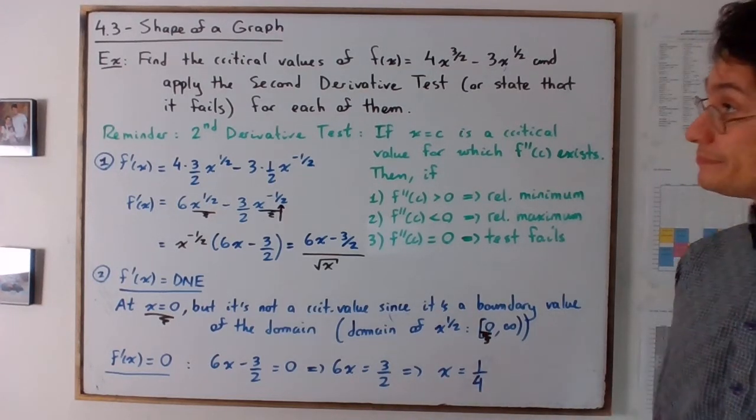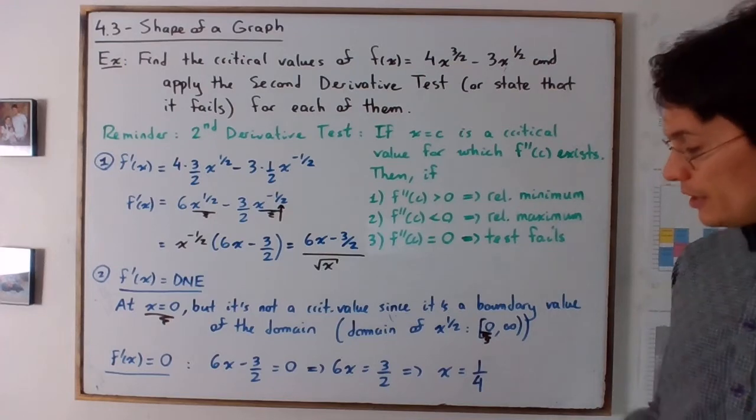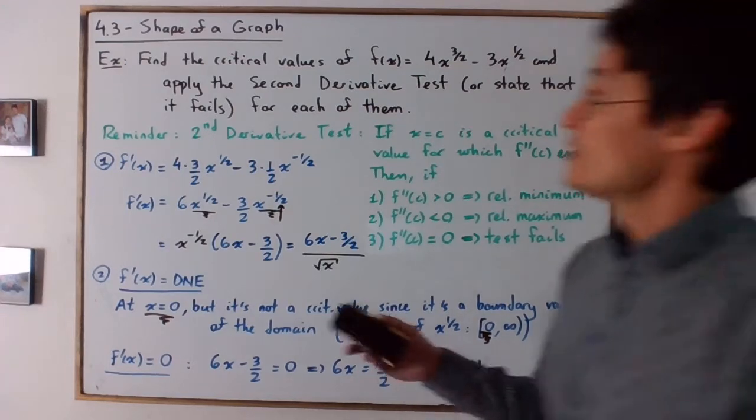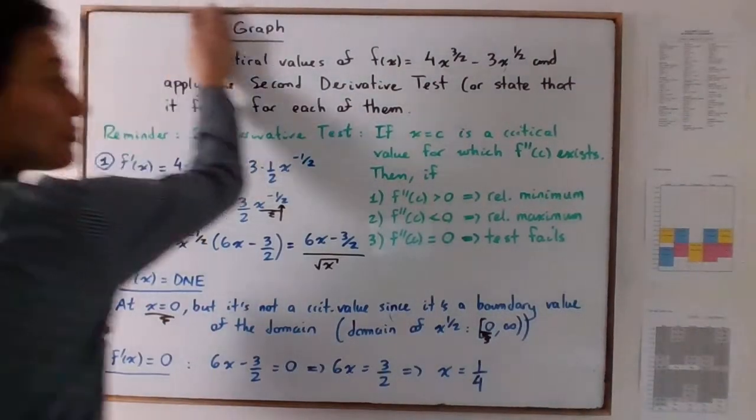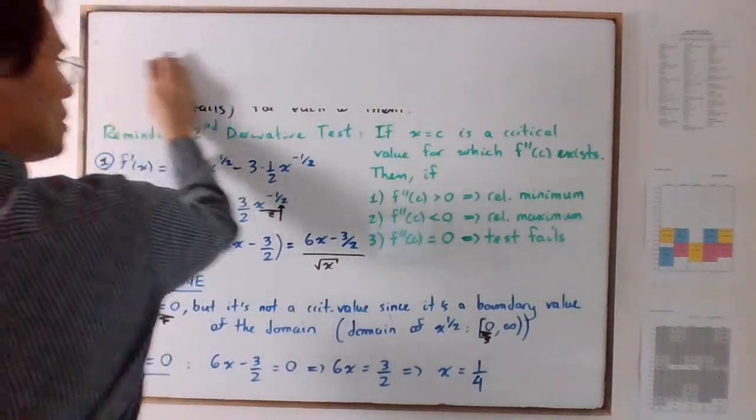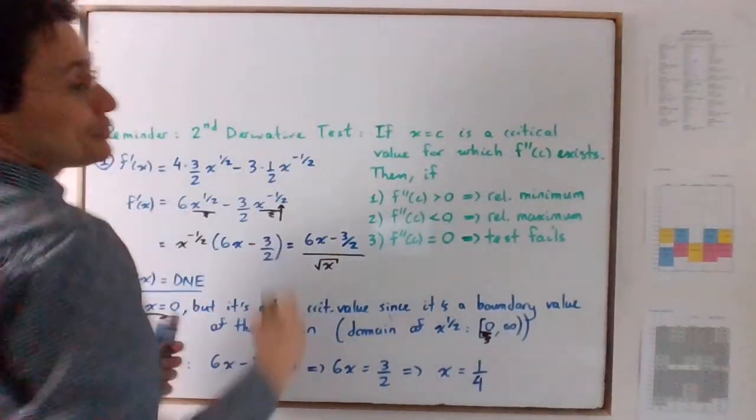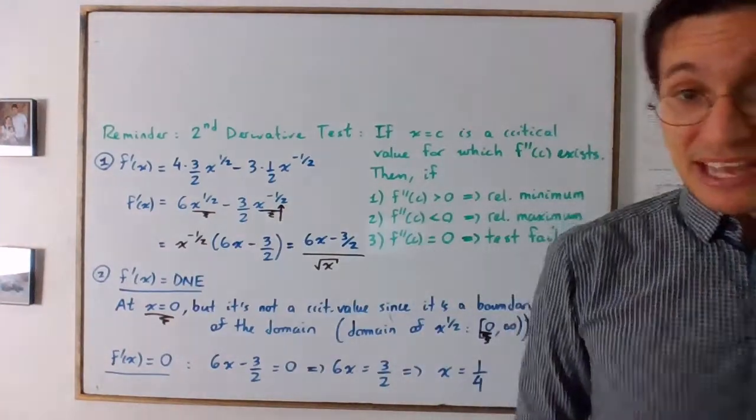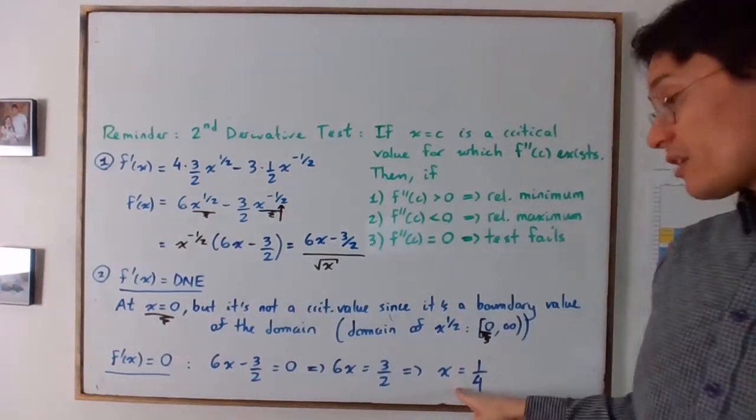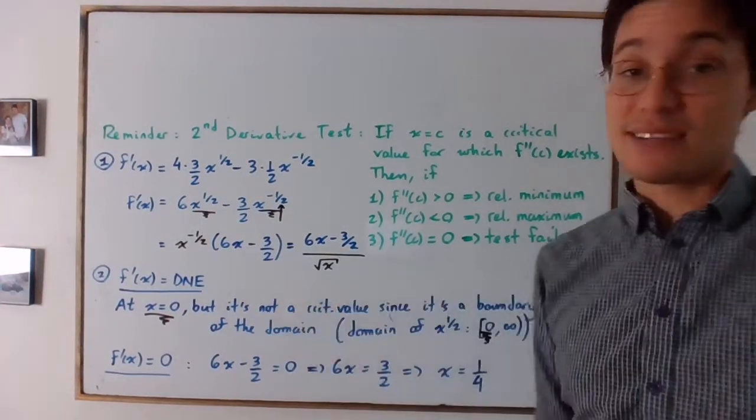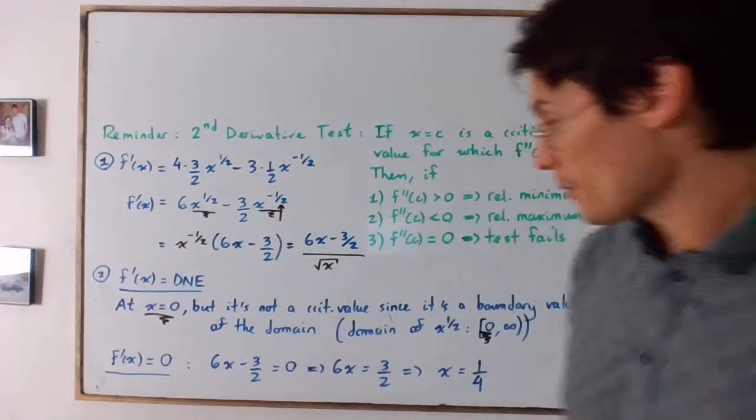All right. Now we got this. Let's erase the statement of the problem. But remember what we need to do. We need to apply the second derivative test to that critical value only, because as I said, this is not a critical value. So here we go.